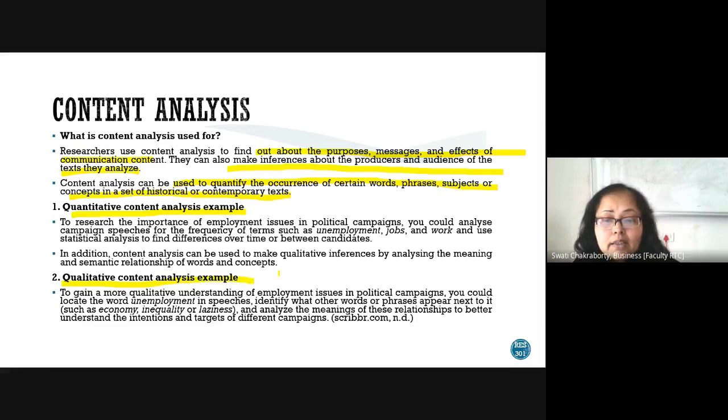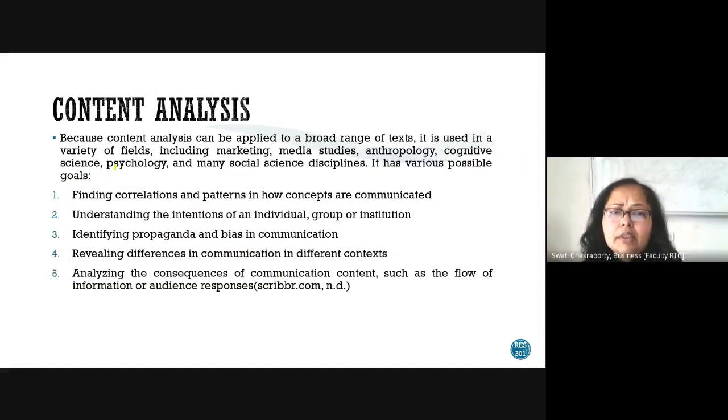Qualitative content analysis example: to gain a more qualitative understanding of employment issues in political campaigns, you can look at the word unemployment in speeches, identify what other words or phrases appear with it, and analyze the meanings of these relationships. Now, because content analysis can be applied to a broader range of text, it is used in a variety of fields like marketing, media, anthropology, cognitive science, psychology, and other social disciplines.